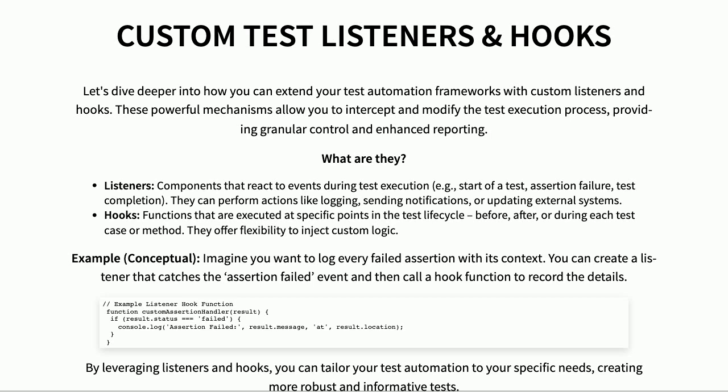For example, say you want to track every time an assertion fails and capture exactly where it went wrong. You could create a listener that specifically looks for failed assertions and then call a hook function to log all the details. This lets us really tailor our tests to precisely what we need.